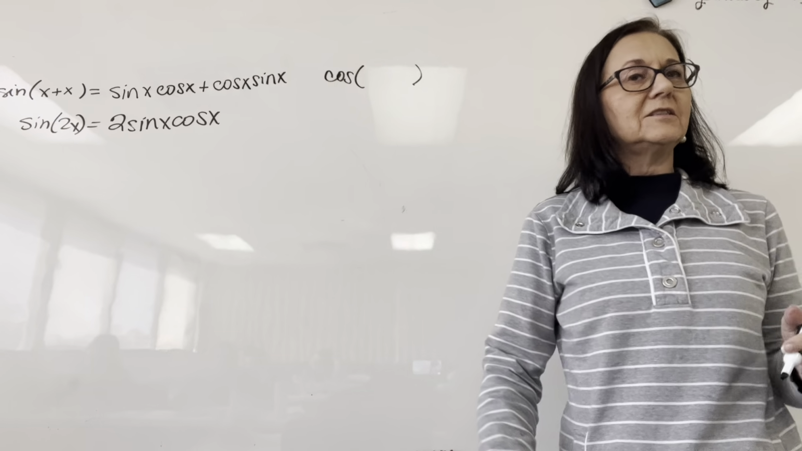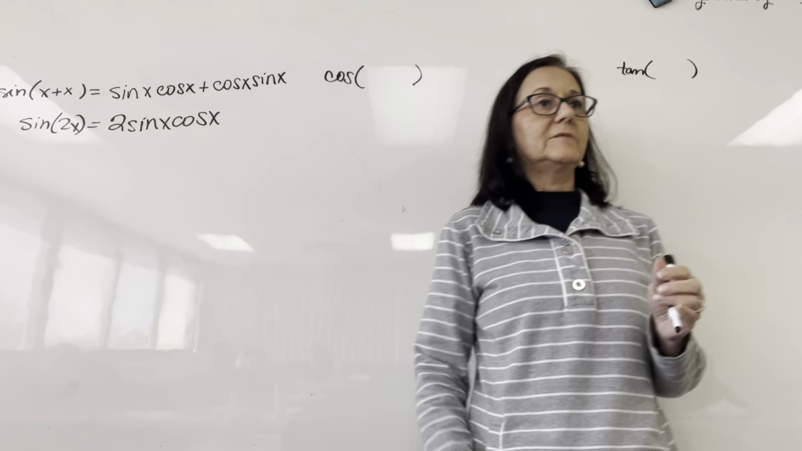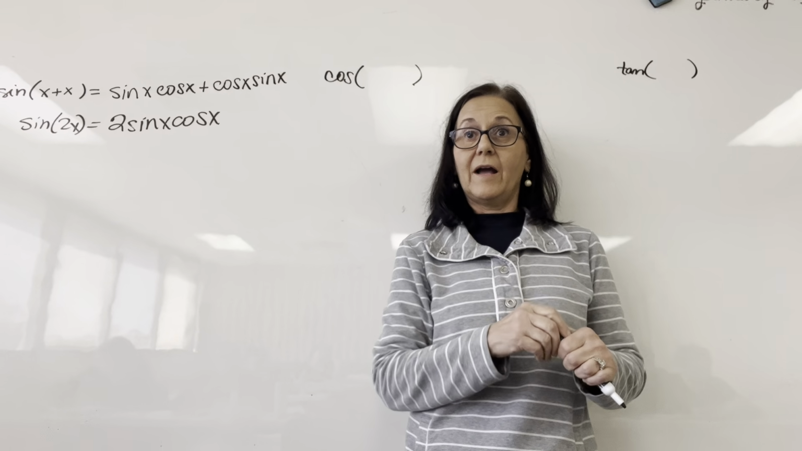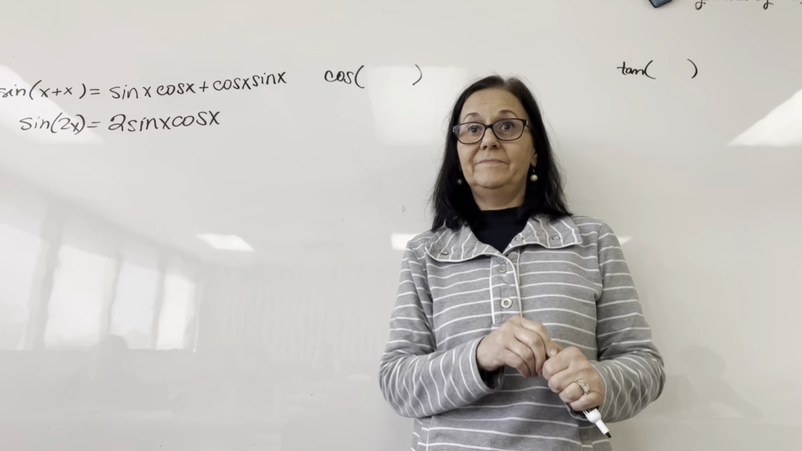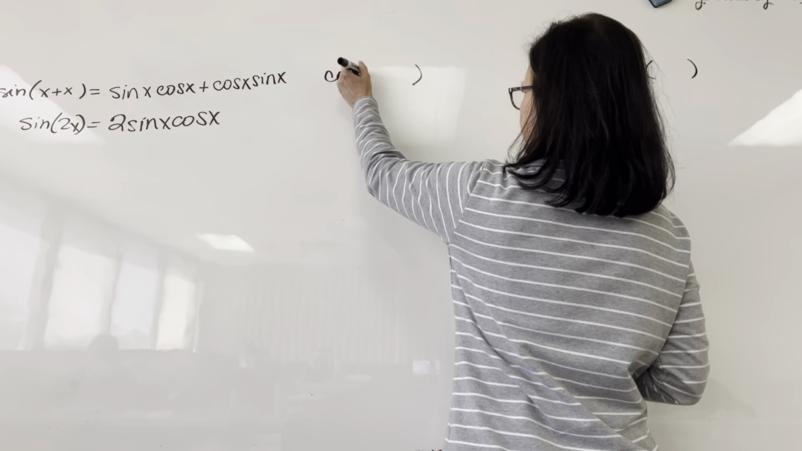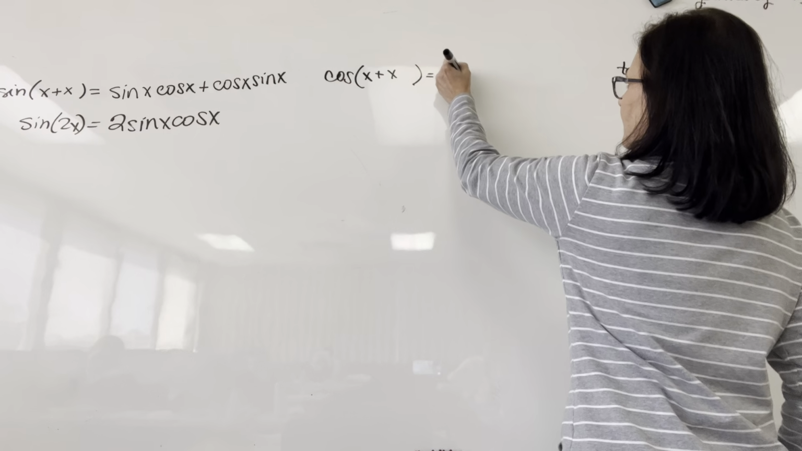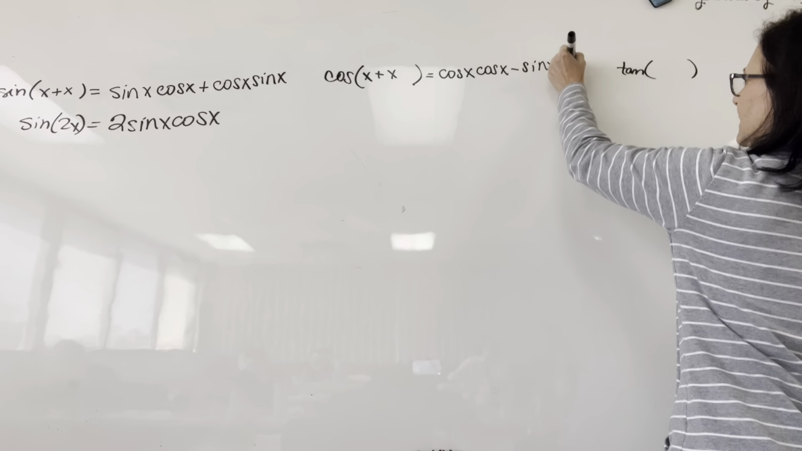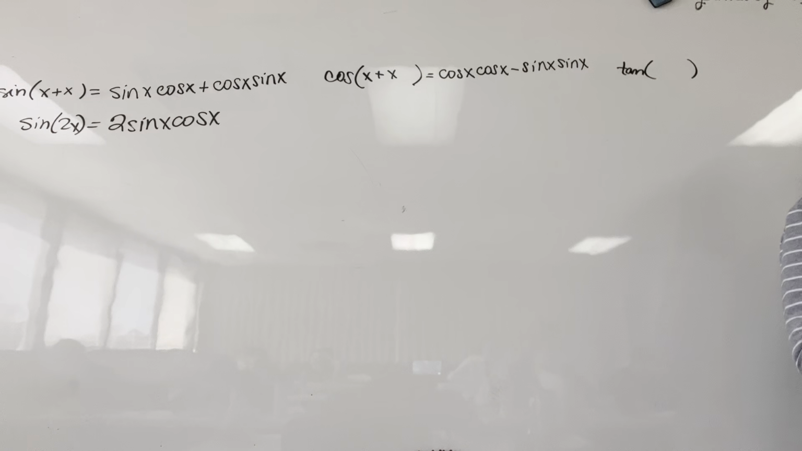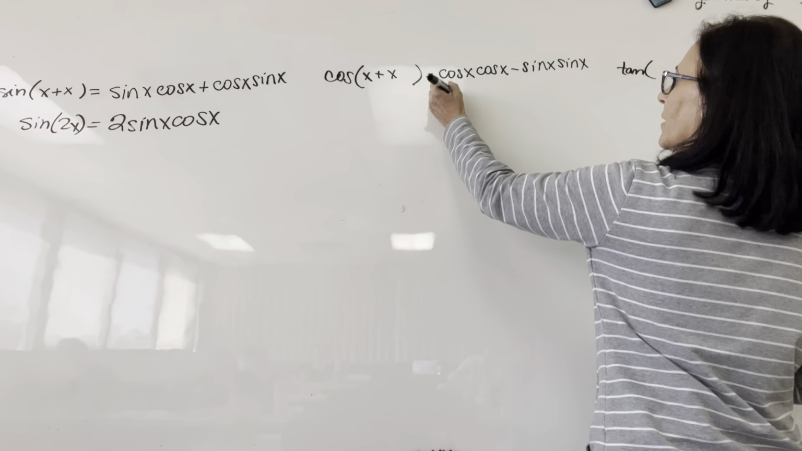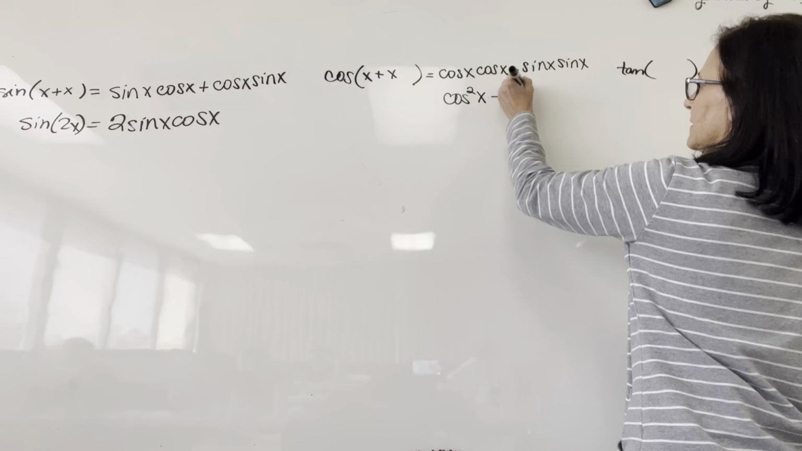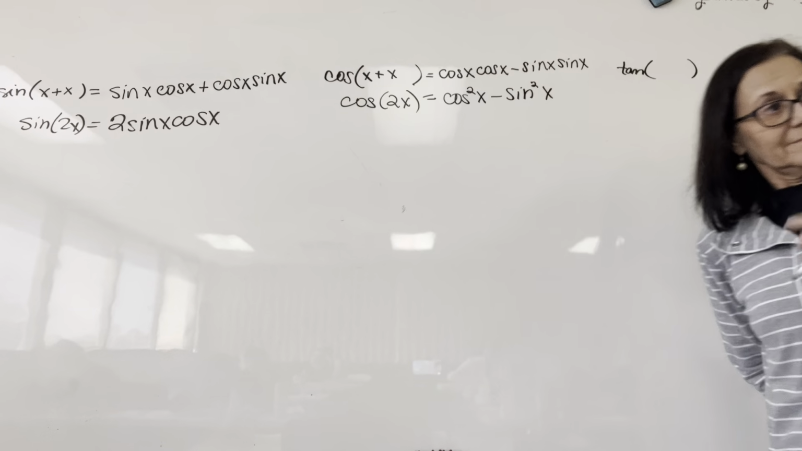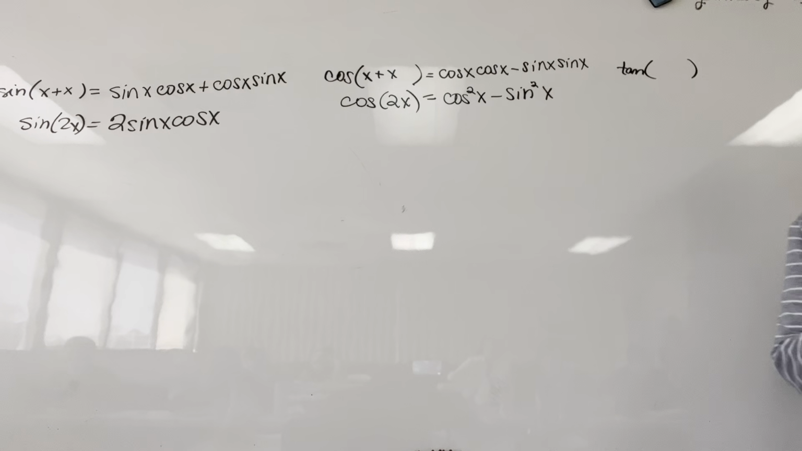All right, what about the cosine? Cosine's the boss, remember? So who can tell me the cosine sum formula without looking? Cosine x, cosine y, minus sine x, sine y. What if they're the same? Then it's cosine x cosine x minus sine x sine x. What's the cosine x times cosine x? Cosine squared x minus sine squared x. That's your double angle identity for the cosine.